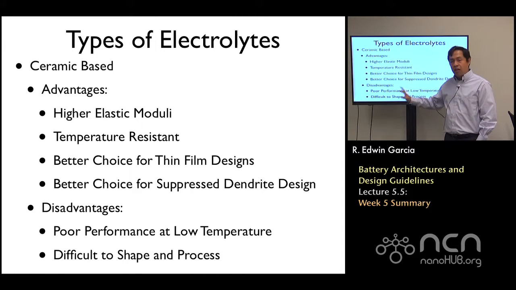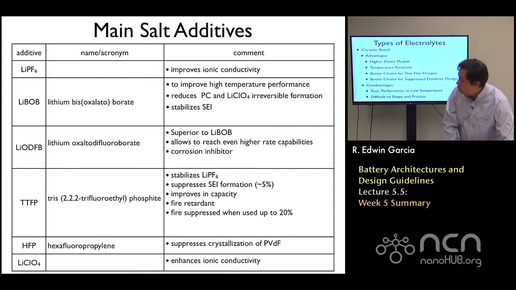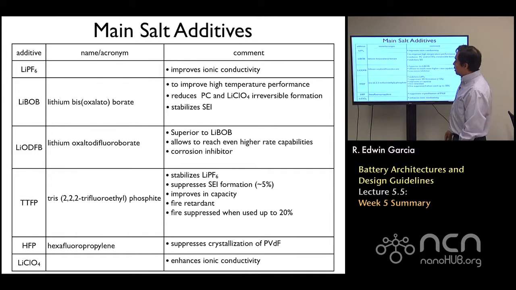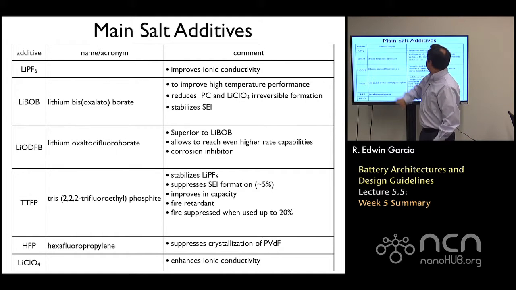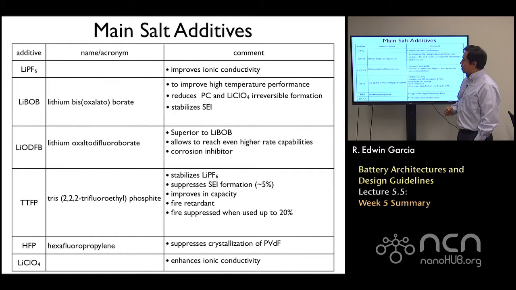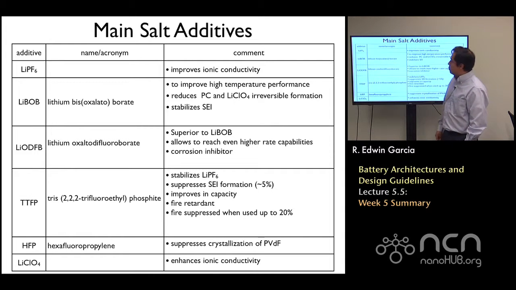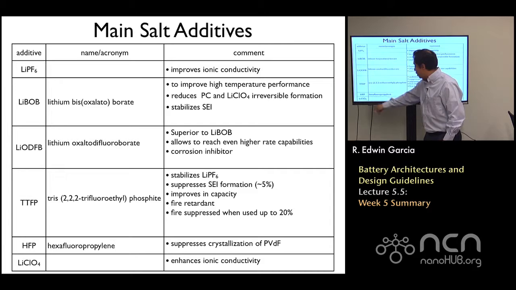Now, the electrolyte alone will not get you the performance you want. Typically, what you do is you put some salts and additives. There is a range of them. The one that is the most used is LiPF6 because it allows you to improve the ionic conductivity. There are other salts that people put, like LiBOB and LiClO4.